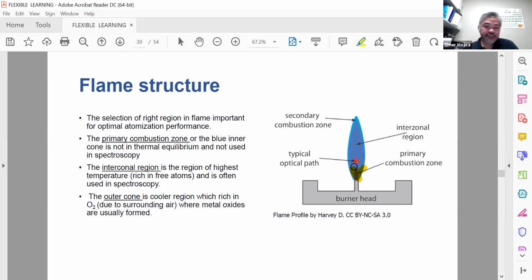Now the interconal region is the region of the highest temperature. It's rich in free atoms, and this is the one that is used in spectroscopy. That's the one here. Now the outer core is a cooler region which is rich in oxygen due to the surrounding air, and that's where metal oxides are usually formed.